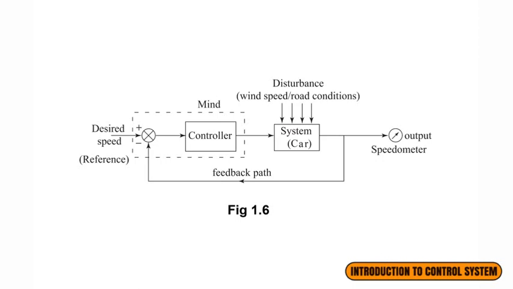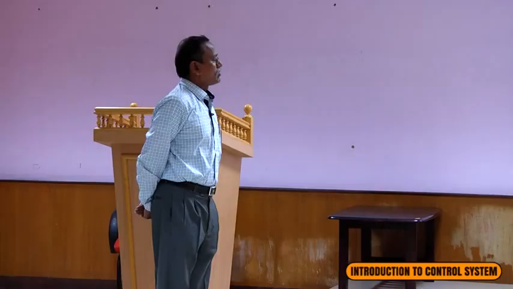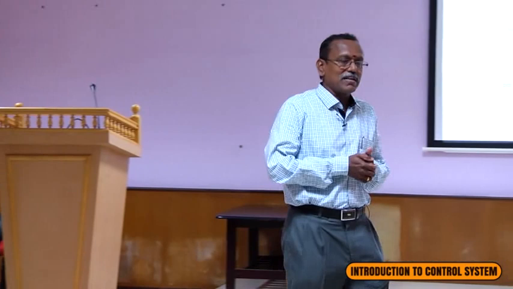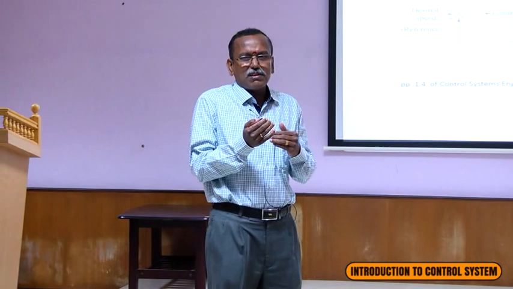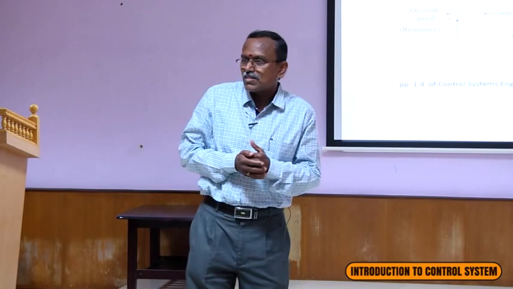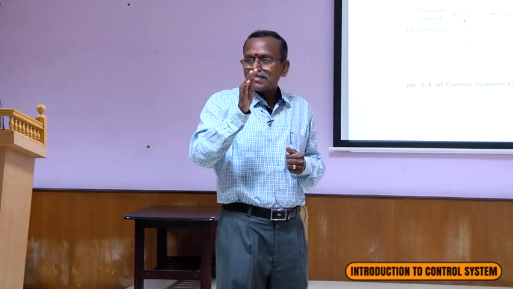This is the feedback control system. Actually, how will I maintain the car speed at 60 km per hour? I am looking at the speedometer. If the speed is less than 60 km per hour, I will give more pressure on the accelerator. That's why again it will reach 60 km. If it exceeds 60 km, then I will decrease the pressure on the accelerator. That's why I am adjusting according to the feedback.